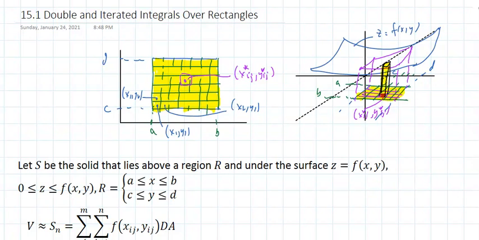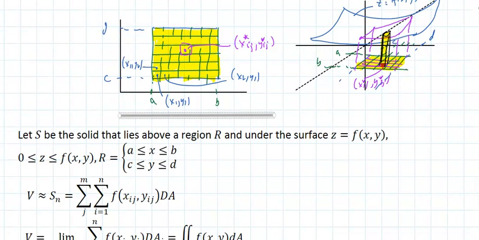So I'm now writing everything that I just mentioned. Let S be a solid that lies above the region R. All of this right here is region R, under z equal f of x, y. If I have z running between 0 and the actual surface, so between the floor and the surface, where x is between a and b and y is between c and d, then the volume is really the sum of those.